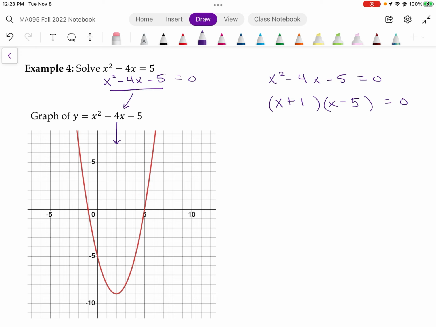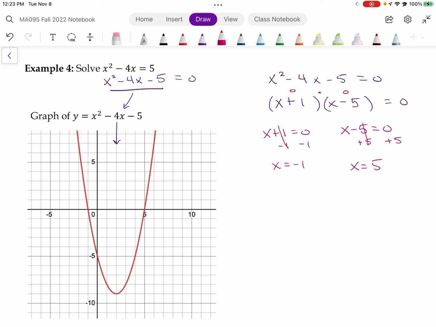All right, so we've got x plus 1 is going to equal 0, because remember, this one could equal 0, or this one could equal 0. So we check them both, and we get x minus 5 equals 0. So subtract 1 from both sides, and I get x equals negative 1. Add 5 to both sides, and I get x equals 5.